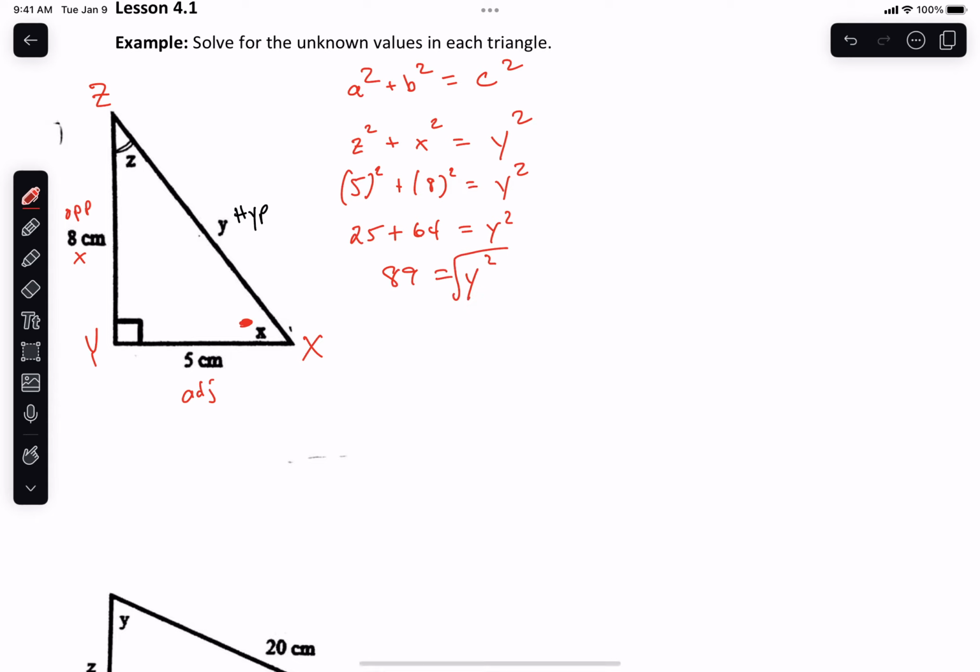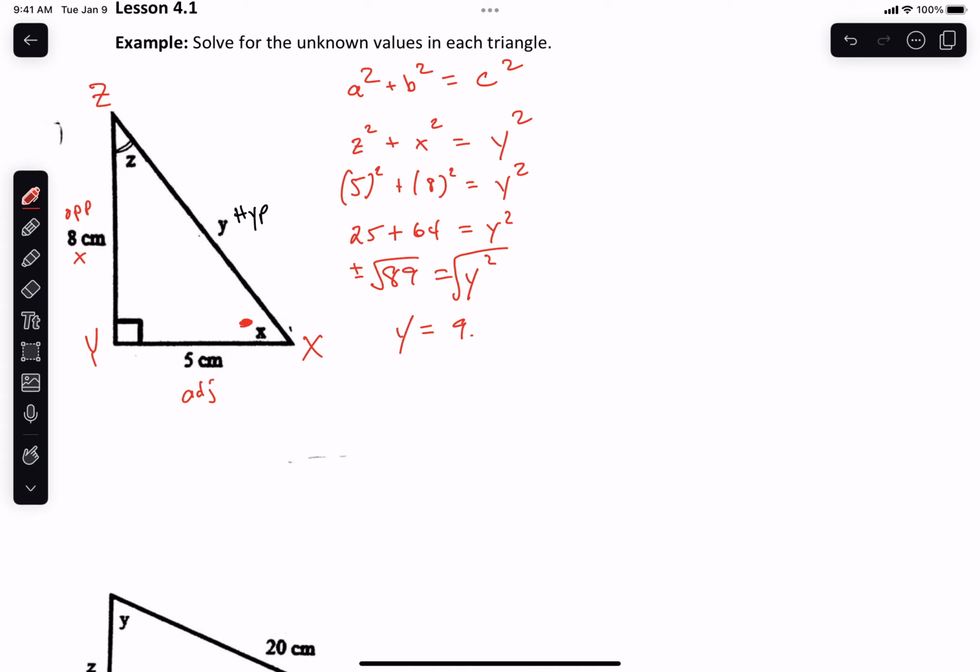Square root both sides. What's y? 9.43. Do I need a negative answer for y? Remember, we square rooted both sides, so technically I've got to do a plus minus. It doesn't change from quadratics because there are 2 answers that satisfy this, but you can't have a negative side length, so that doesn't make any sense. So typically with trig, in the actual applicability, you can't have a negative side length.